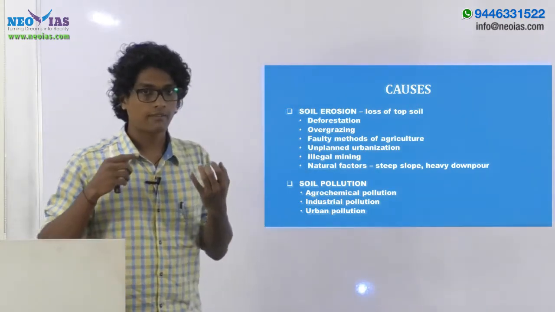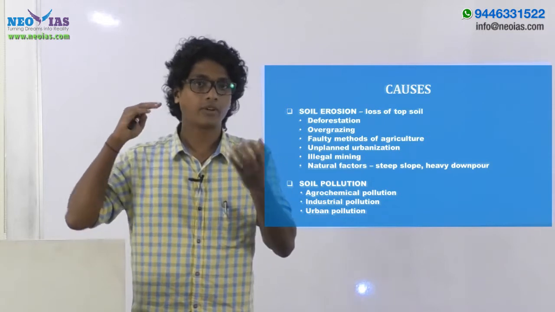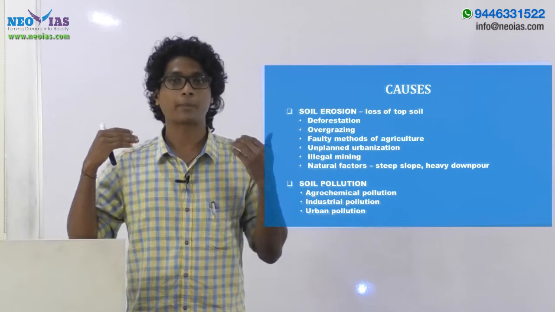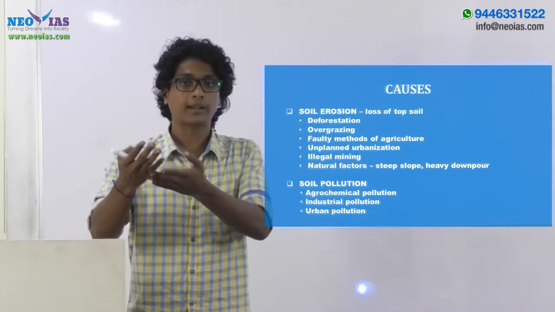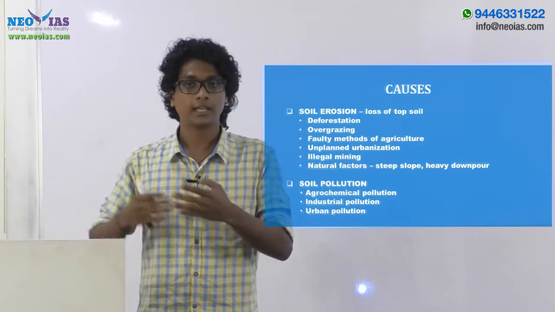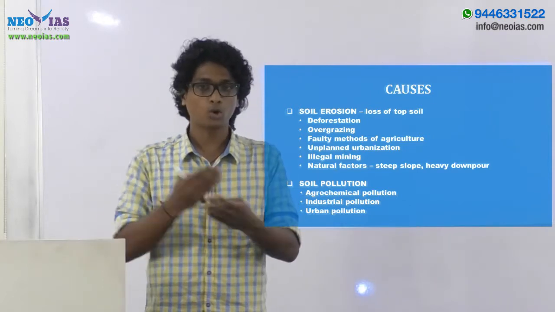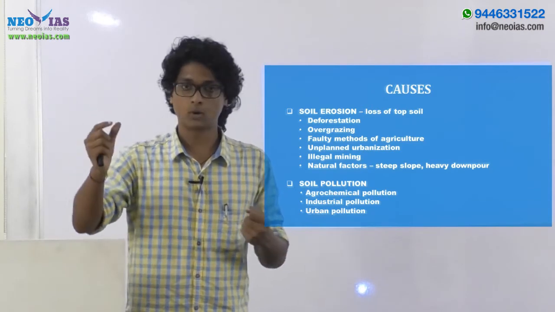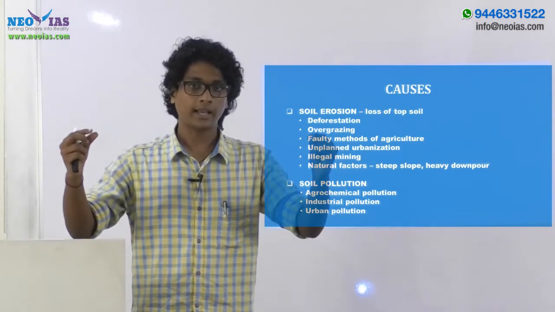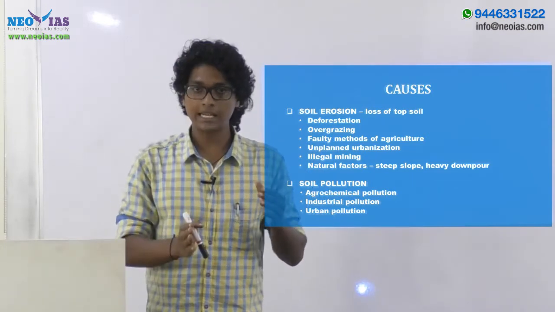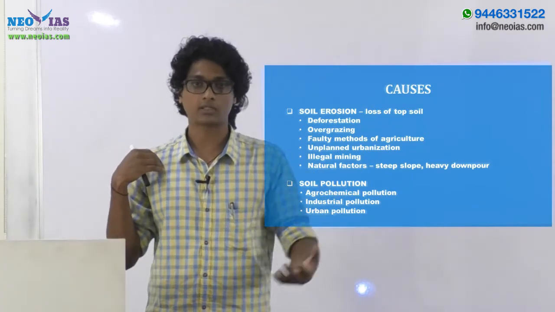Next is faulty methods of agriculture. If you are doing excessive tillage, or if you are not practicing contour plowing on the hilly slopes, these things can increase the surface runoff. Contour plowing means plowing the land at right angles to the hilly slopes. If we plow at right angles, it will reduce the surface runoff. But if you plow in a linear manner, it will increase the surface runoff, right?